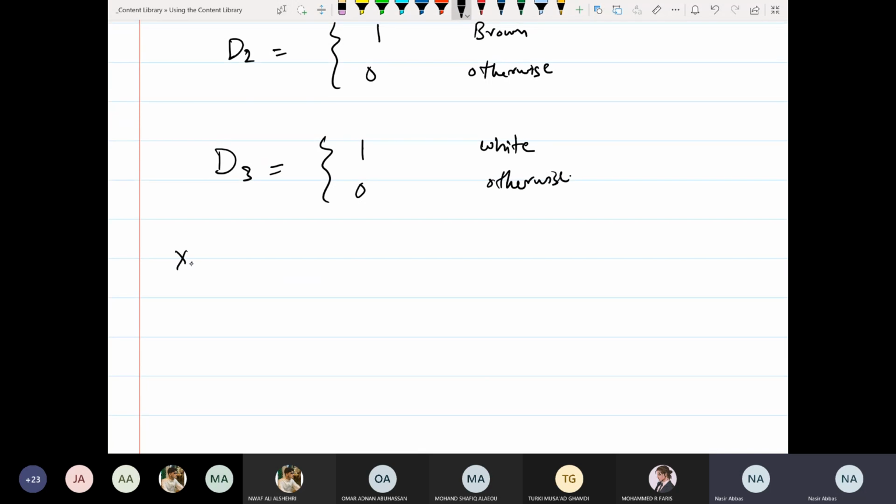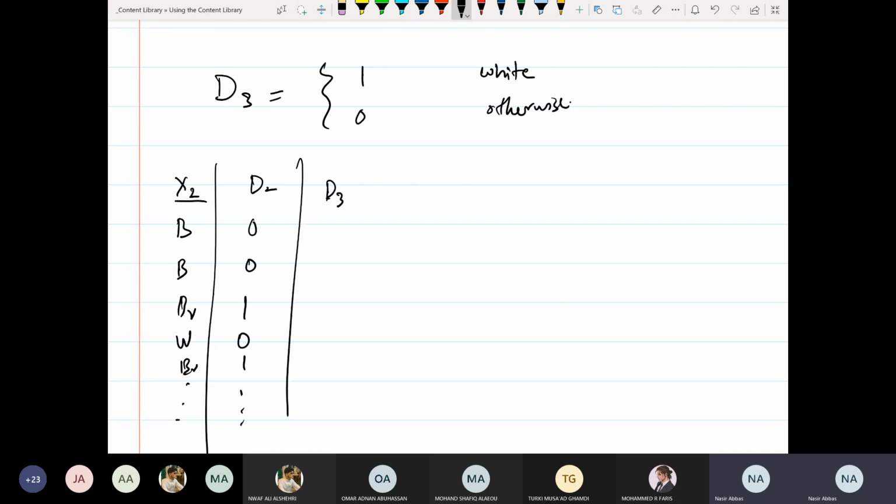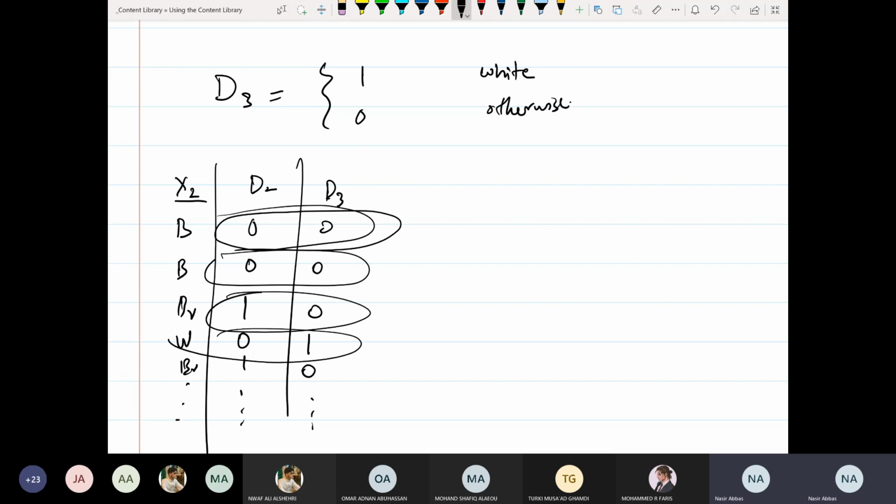How? Because your data on hair color will be like this: black, black, brown, white, brown, and so on. So you will have D2 for brown. It will be 0 for other categories, 1 for brown. And D3 will be 1 for white and 0 for all the other categories. Now you can see if the D2, D3 combination is 0, 0, that means the default category. 1, 0 means brown. 0, 1 means white. So 2 dummy variables are enough to explain three categories.